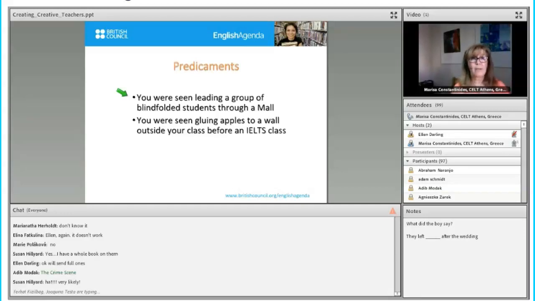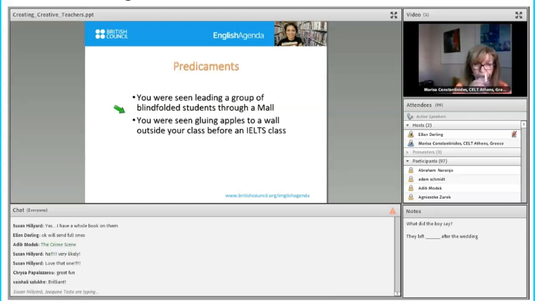This works in the classroom really well, but I use it as a game in the training classroom, putting teaching problems. For example, you were seen gluing apples to a wall outside your class before an IELTS lesson. Okay, why were you doing that? So the teachers have to think of a reason, and that gets them to think more flexibly, to find different ways of looking at the same activity, the same problem. If you don't like this one, which I think is great fun, students really love this activity, you can use it as a generator of predicaments. My trainees, after they work through my list of predicaments, love to write their own predicaments and to send them to the other groups and challenge them with them. And predicaments, for students, can be anything. For trainee teachers, they will be teaching predicaments, teaching sticky situations.